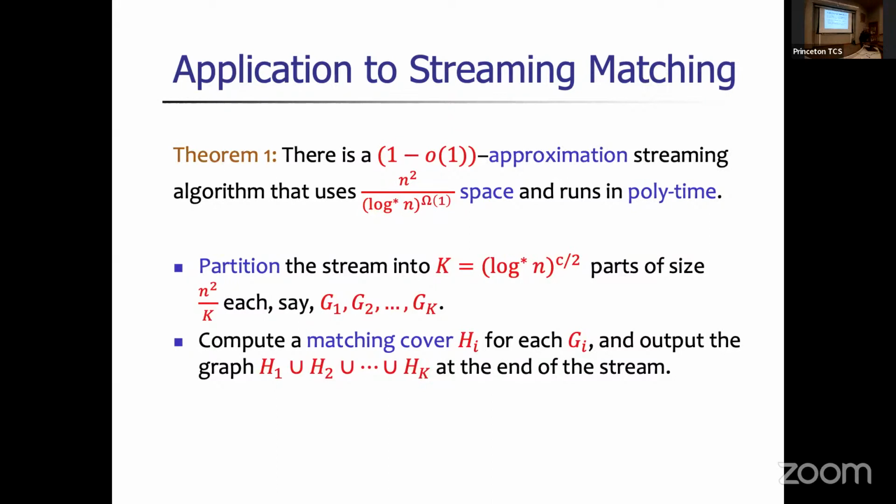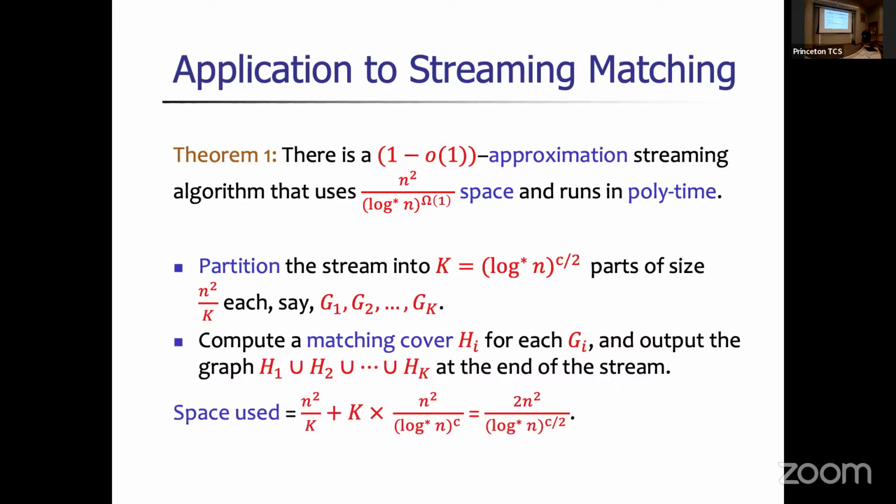Okay, so here is the very simple application to streaming matching. We have a matching cover which has n squared over log star n to the c edges. You have your input stream of graph edges, and I'm going to partition it into k pieces, where k will be log star n to the c over 2. The c is the same as the c in the matching cover. For each of these pieces G_i, I'm going to compute a matching cover, and in the end, I'm going to output the union of all these k matching covers.